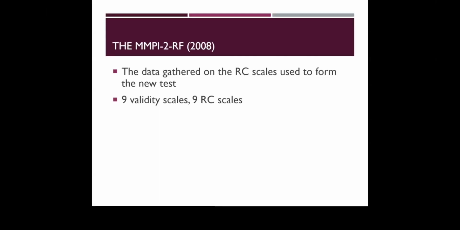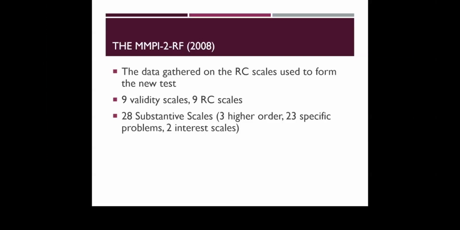But it differed in other ways as well. So it had the 9 validity scales, it had the 9 revised clinical scales, it had what were known as 28 substantive scales. There were 3 higher order scales. So that was very new and very different, and it was based on hierarchical models of psychopathology, which I'll talk about again a little bit later because that remains true in the 3.